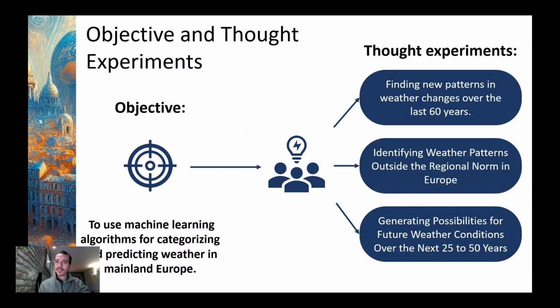I'm going to focus on three different thought experiments trying to answer some of your questions. The first one would be finding new patterns in weather changes over the last 60 years. The second, identifying weather patterns outside the regional norm in Europe. And lastly, generating possibilities for future weather conditions over the next 25 to 50 years.